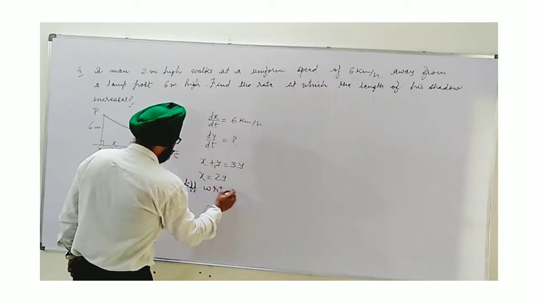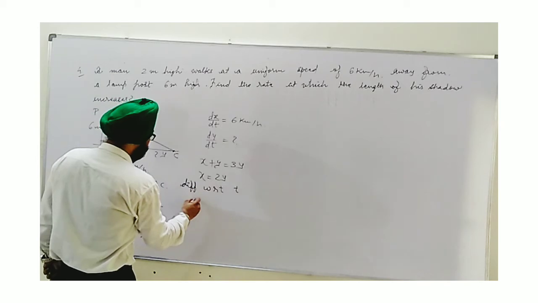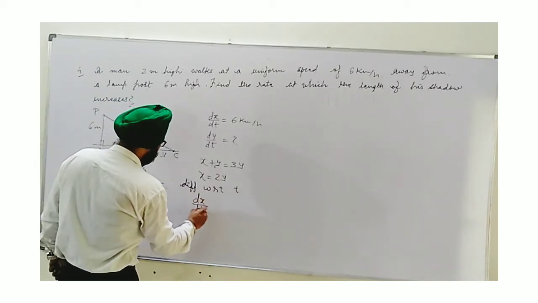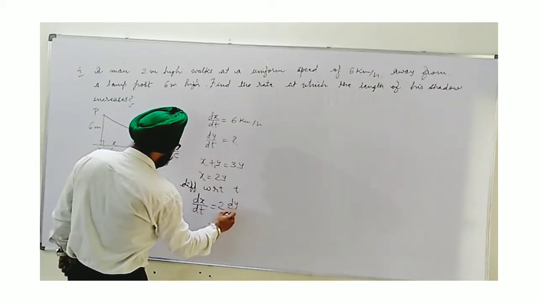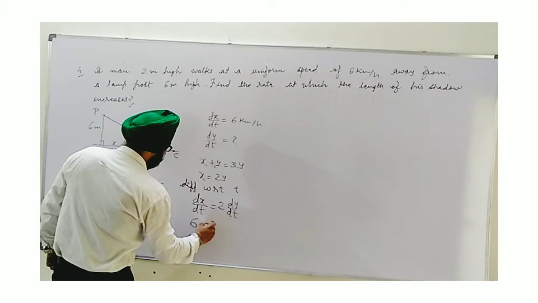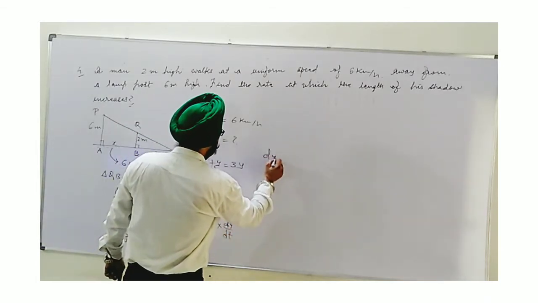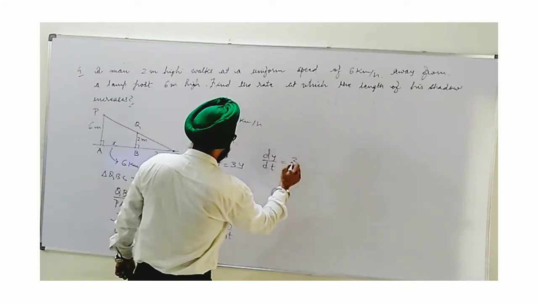Differentiate with respect to t. What will happen? It becomes dx upon dt equal to twice dy by dt. Very simple. Now dx upon dt, the value is given 6, so 6 equals 2 into dy by dt. So we finally get dy by dt equal to 3.